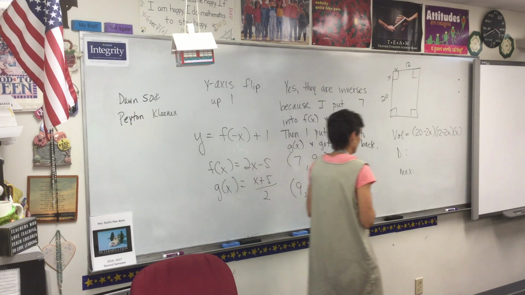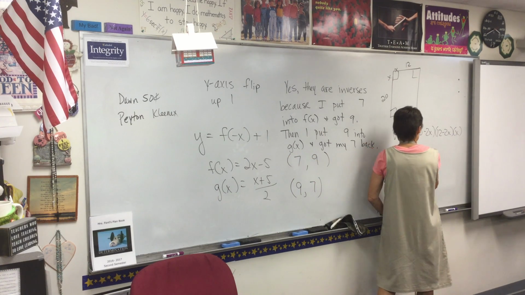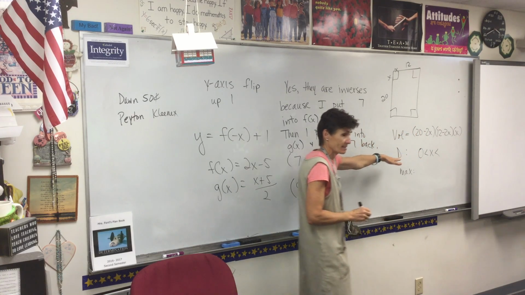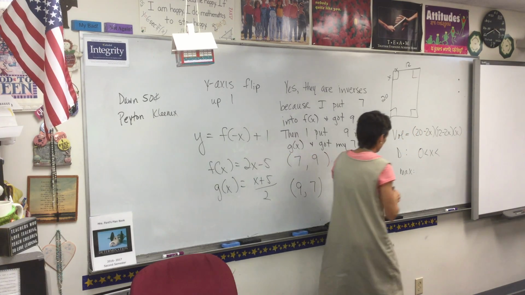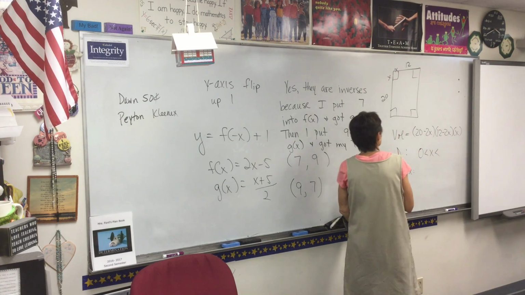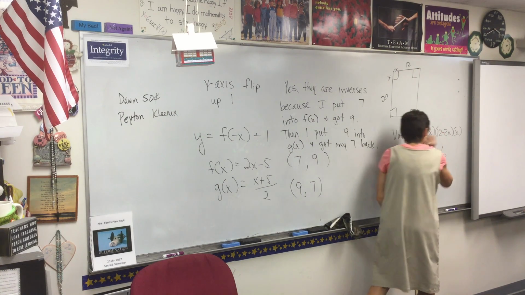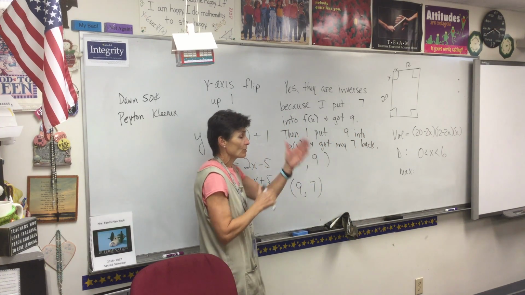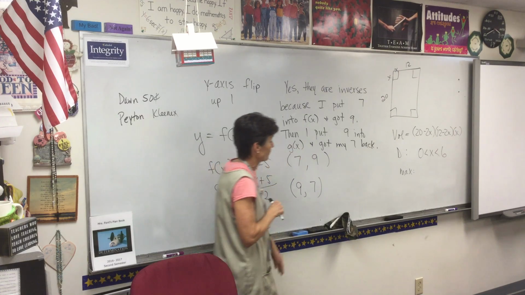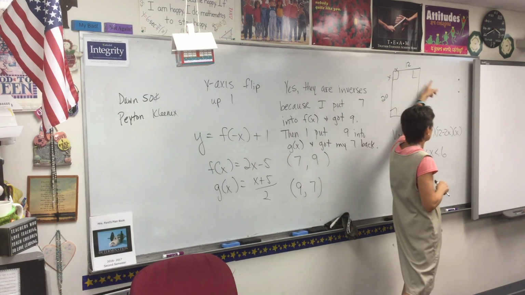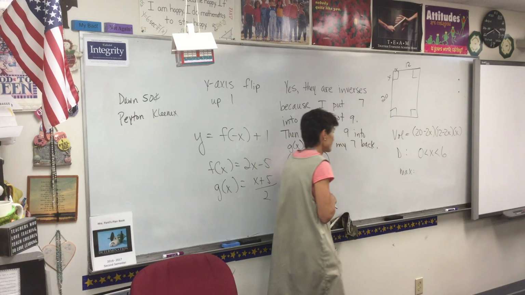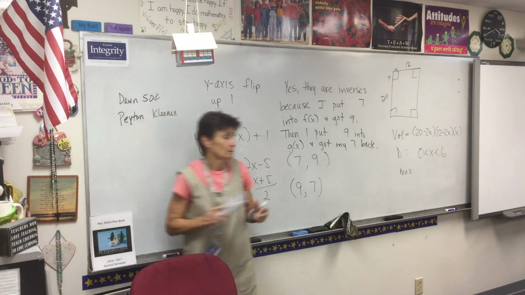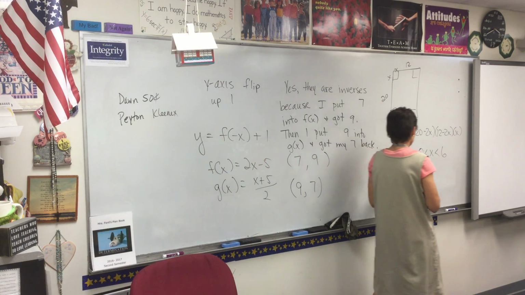What's our domain then for this problem? Remember, it's always, always this, and then you have to figure out what this number's going to be. How do you know it's six? Half the smaller dimension. Remember, you're cutting an x off each side of the paper, so if you only have 12 inches, six is the most you can cut off each side. That is your x min and max.